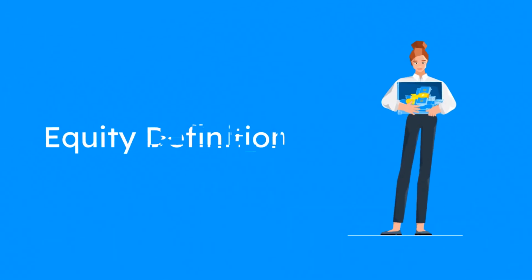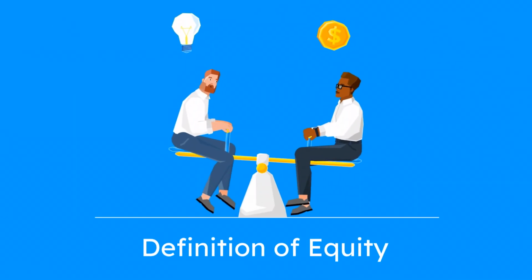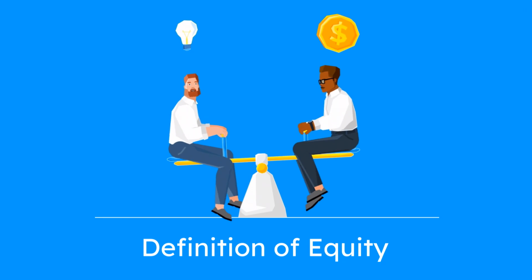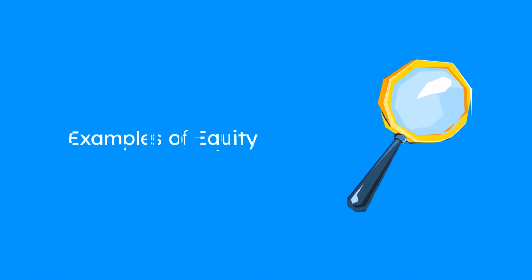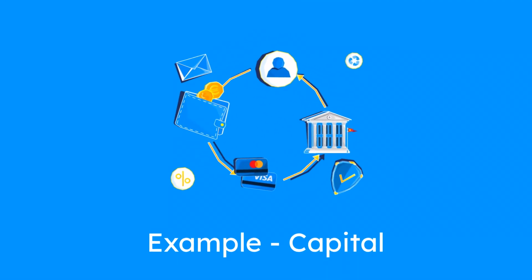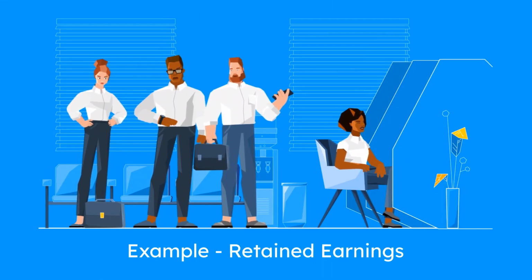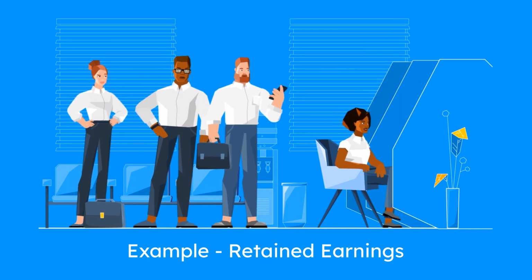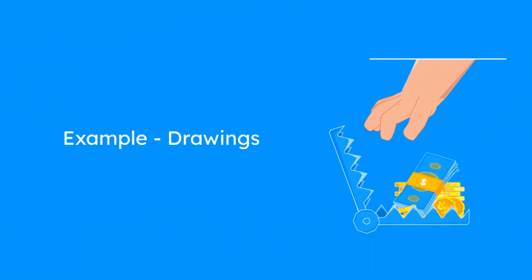3. Equity. Owner's equity. Definition: Equity represents the owner's claim on the assets of the business after all liabilities have been deducted. It is essentially what the owners own after debts are settled. Example: Capital, the money invested by the owners into the business. Retained earnings, the accumulated profits that have not been distributed as dividends and are kept in the business for future growth. Drawings, money taken out of the business by the owner for personal use.